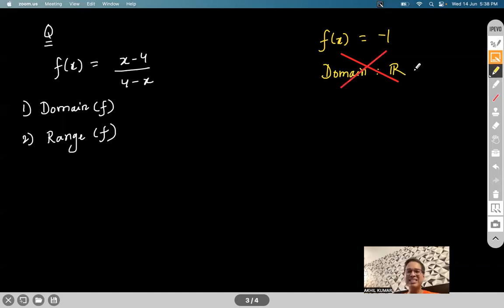Now, what is the mistake? The mistake is you're simplifying it, it's fine. But when you're simplifying it, simplify it under the assumption that x cannot be 4, then only it is minus 1. Because if x is 4, you can't cancel 0 by 0 and say it is 1. No, this is not allowed in mathematics, correct? So this is a mistake which people make. They think that if you cancel it off, it becomes a minus 1. Minus 1 is a constant function. Constant function domain is all real numbers. No, my dear, this is not going to work. This is going to give you wrong results.